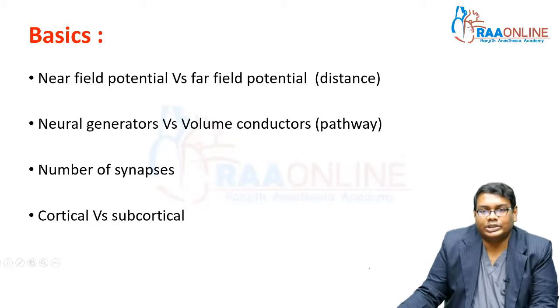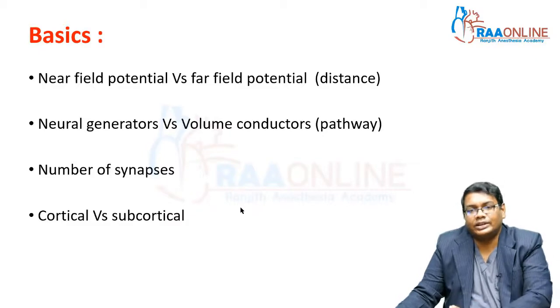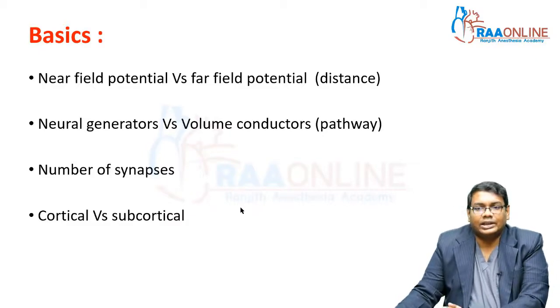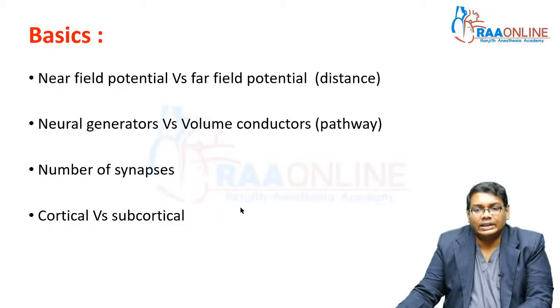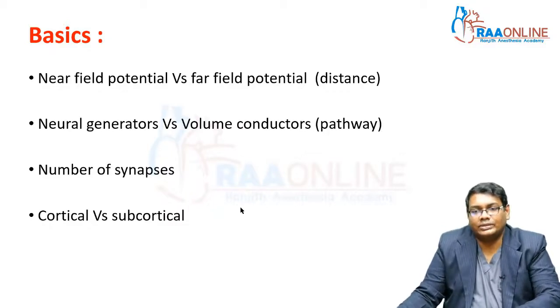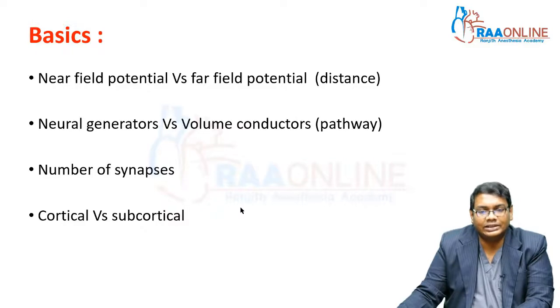And near field potential and far field potential describe the distance between the stimulus and the recording electrode. When they are very close, it is called near field potential. When it is very far, it is called far field potential. And the pathway of travel for the signal, we can classify as neural generator or volume conductor. If the pathway between the stimulus and recording electrode goes through a specific pathway, or through ganglia or specific neuronal bundles, they are called neural generators. If it goes through a common pathway like the spinal cord, it is called a volume conductor.